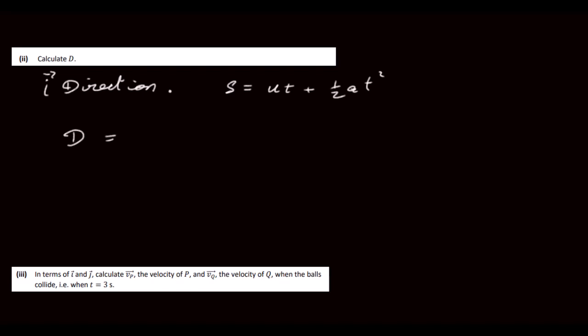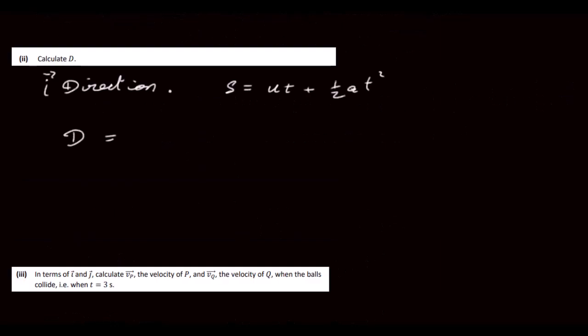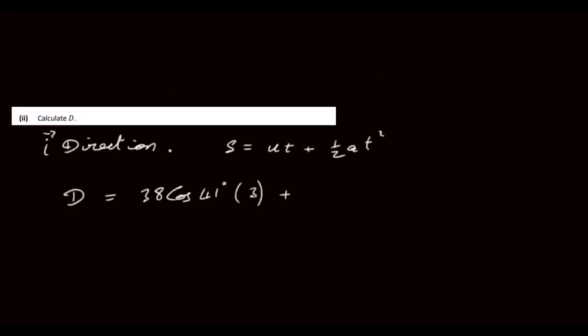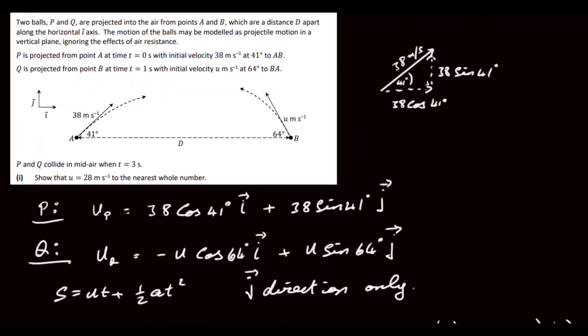So d is going to be equal to the distance that P travels. Our initial velocity is just u, which is 38 cos 41 degrees, multiplied by t. It takes 3 seconds. Then we're going to look at Q. The initial velocity for Q in the I direction is minus u cos 64. That'll give us a negative distance, and we can't use a negative distance. We want the positive version, the absolute value of this, so I'm going to use u cos 64 here.